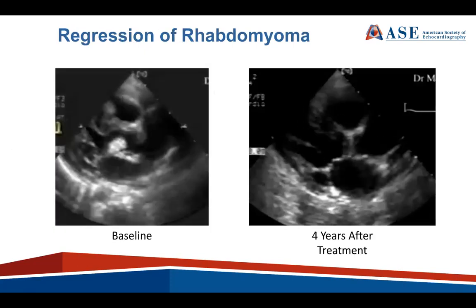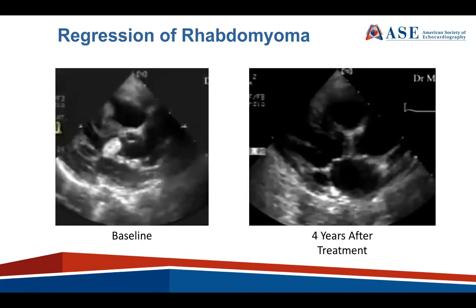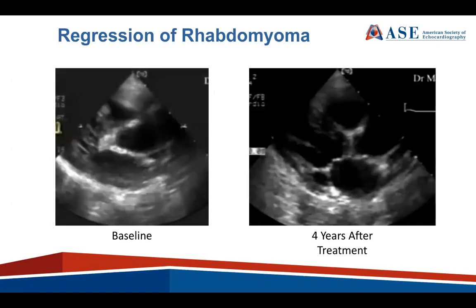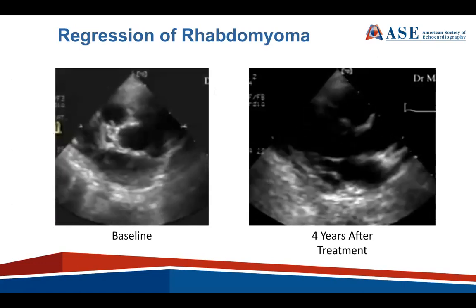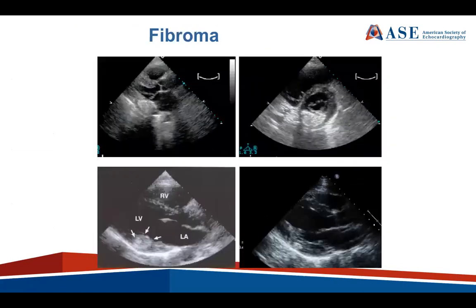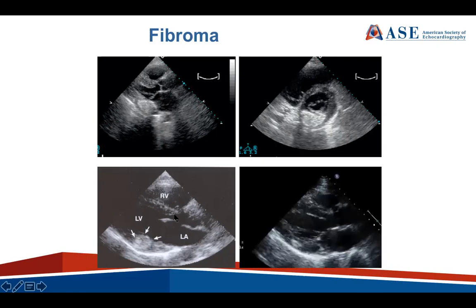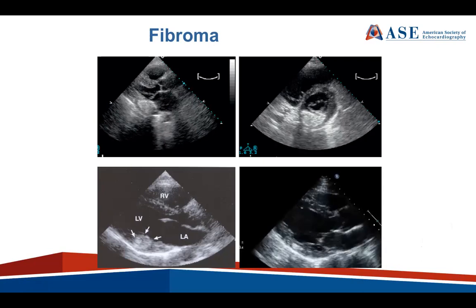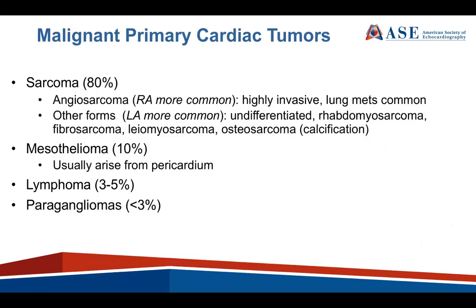This is an example of a rhabdomyoma that regressed over time. You can see this large echo density on the left-hand structure that 4 years later resulted in complete elimination after treatment. And here are examples of fibromas. Again, I mentioned to you that these are often within the myocardium or the left ventricular wall or outflow tract, and you can see examples of thickening of the myocardium here, both on the top panels and the bottom panels, and also on the moving image here. These are all consistent with fibromas. Again, much more common in children than in adults.